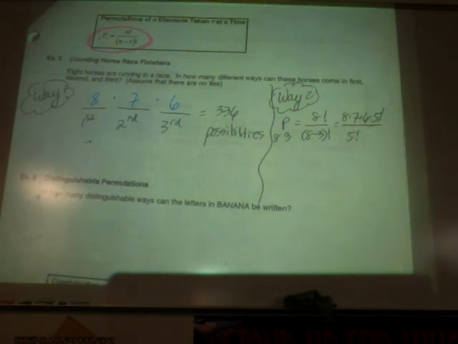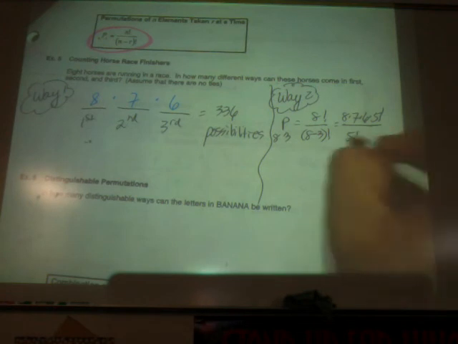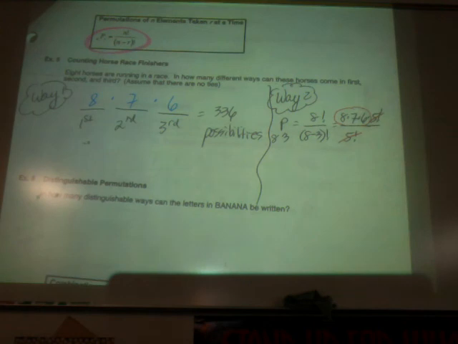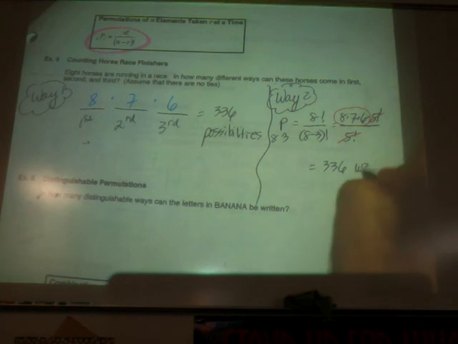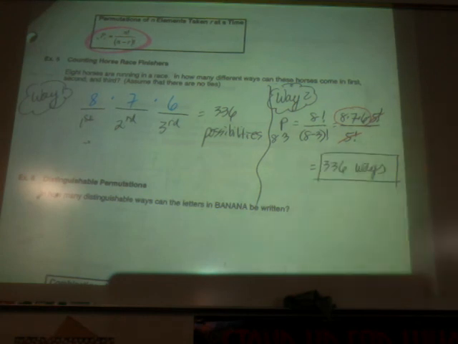Do I have to really write the whole thing out? Why? We know what we're doing, don't we? Okay, so the 5 factorials completely cancel, and I'm left with 8 times 7 times 6. Isn't that what we just did before? And so I still get 336 ways, either way we look at it.